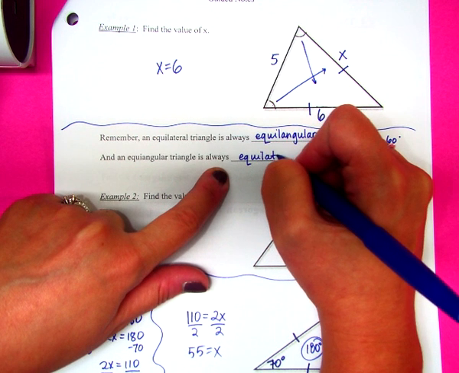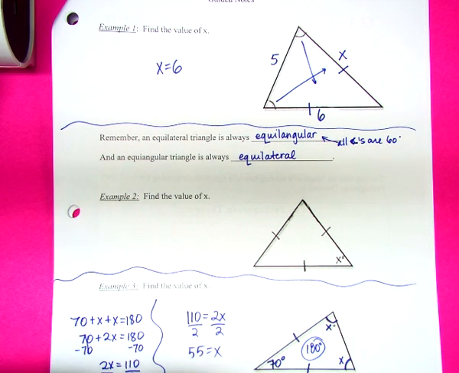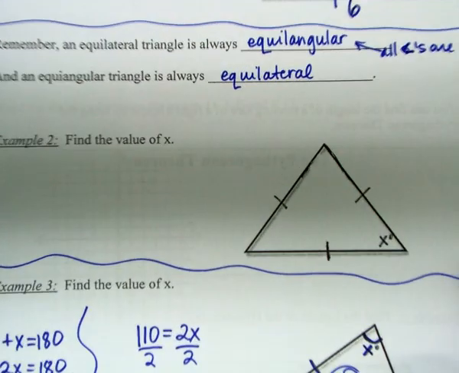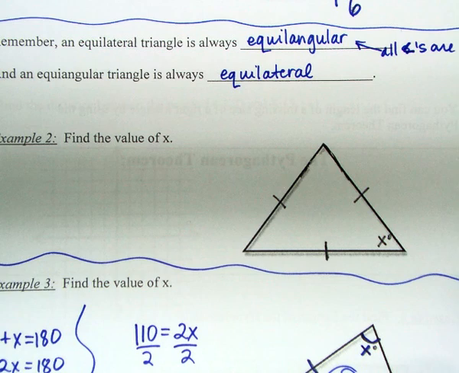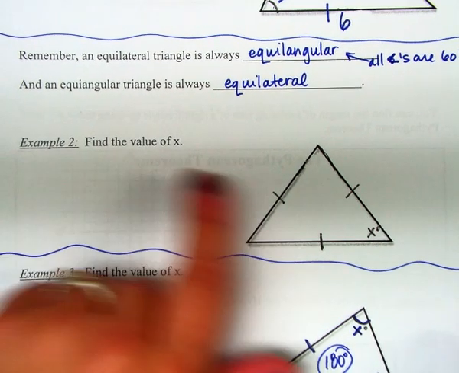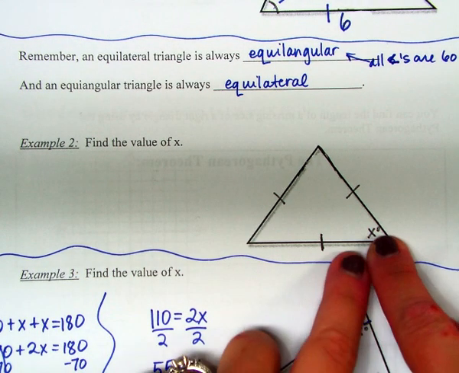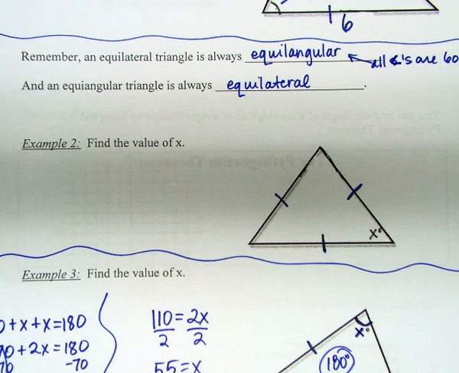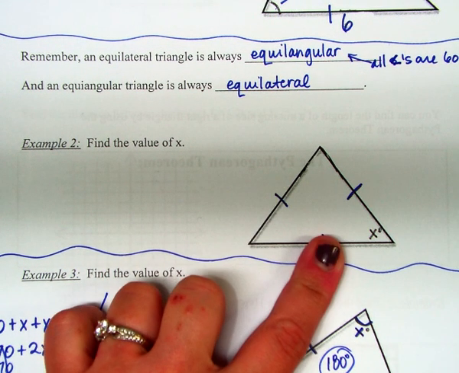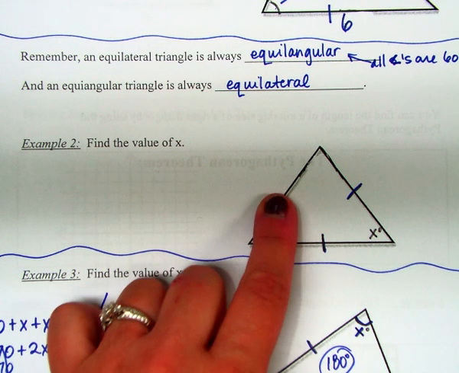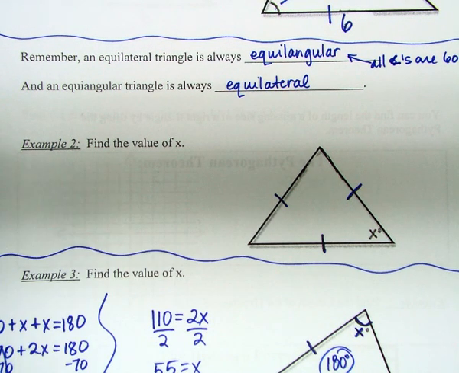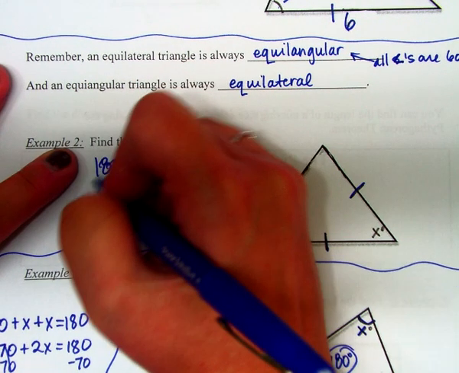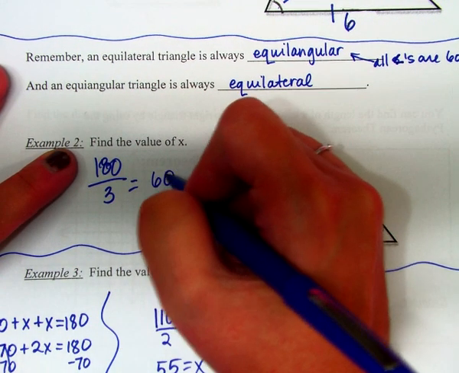I know that sounds silly, like we're just saying the same thing over and over again. But we really do need to concentrate on that relationship between equiangular and equilateral and what it means in terms of the problems that we do. In this picture, we're supposed to find the value of x. Since I don't have any other measures here, the only way to figure this out is to take these markings into account. I know from these markings that this is an equilateral triangle. And if it's equilateral, it must be equiangular. So my x, simply taking 180 degrees and dividing it by 3, must be 60 degrees.